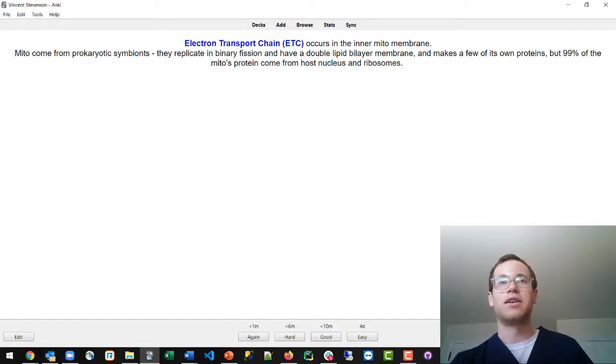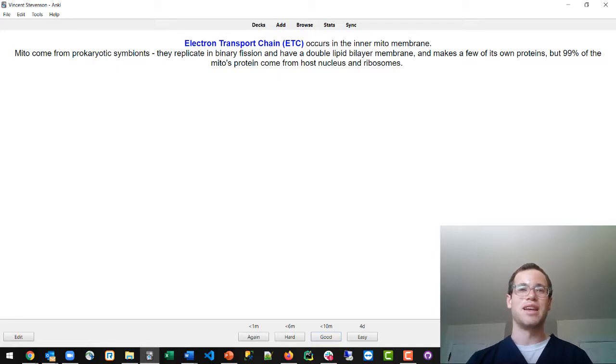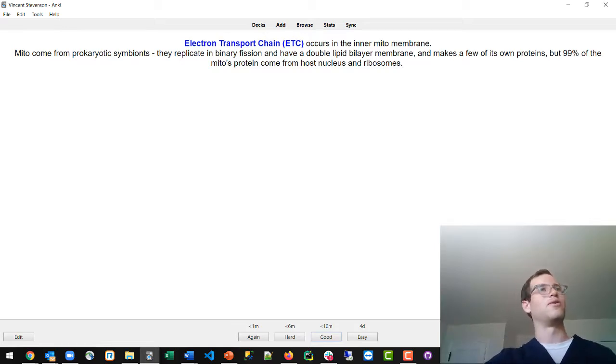And so the other interesting thing, or side note about mitochondria, is that they are called prokaryotic symbionts, and this means that they originally existed as separate bacteria, but these bacteria came together and now they live inside of their host. And the other interesting thing about mitochondria is that they do have their own DNA, and they do have some ribosomes that they're able to make their proteins from.